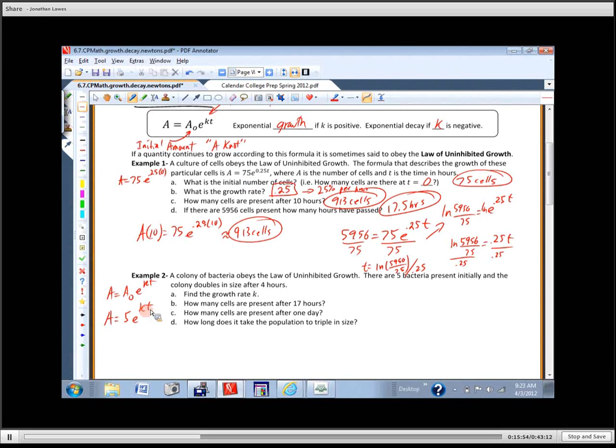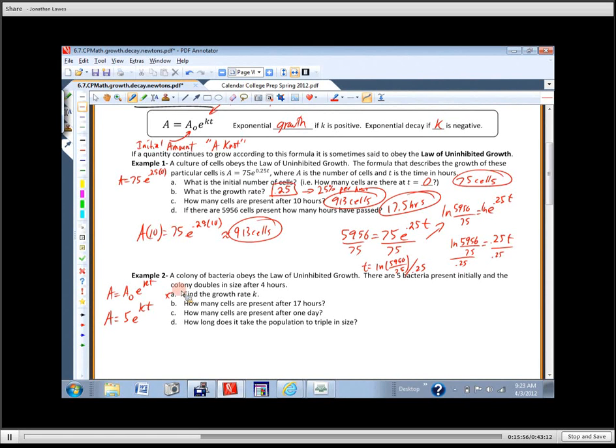In fact, look at part A. It says find the growth rate k. So let's go ahead and go through and find that. How are we going to do that, though? Take a good look at it. Take a look at the information they gave us. Think about the stuff that we dealt with in the last section when we were talking about money.